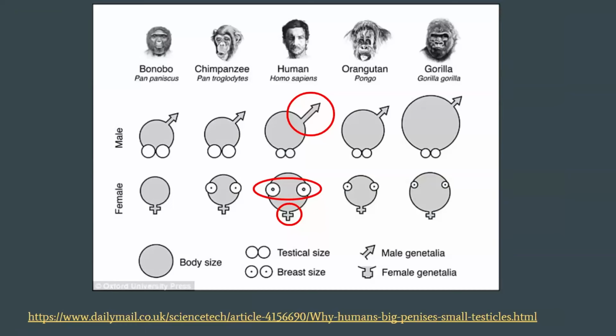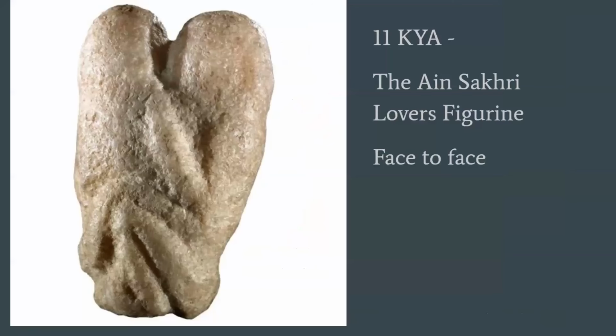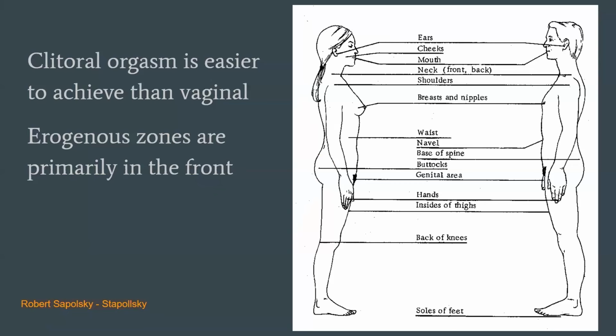So that explains a lot of our anatomy today. Now we know why we have the long penis. We have the glands at the end. Females have large permanent breasts because they look like buttocks. And they have a vagina that's oriented for face-to-face sex. Here's a sculpture from 11,000 years ago. This is the oldest illustration of that we have. And clitoral orgasm is easier to achieve than vaginal. And all the erogenous zones, with few exceptions, are on the front of the body, not on the back.